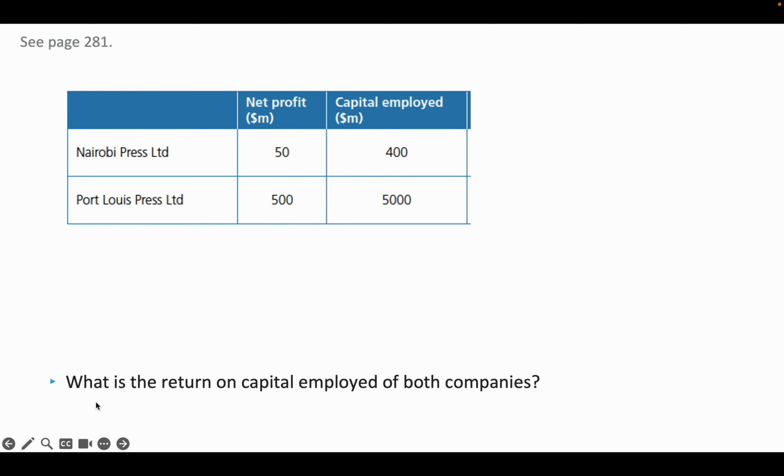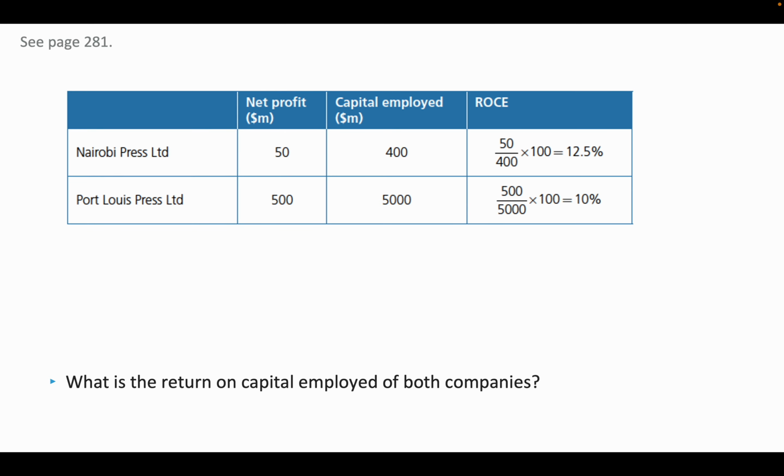And as an investor, I might be asking, what is the return on the capital that we've employed in these businesses to see which one is more profitable? And yes, Nairobi Press Ltd has much, much lower net profit. However, it also has a much lower amount of capital employed in the business, and therefore the return on the capital employed is much higher. So it is more profitable.